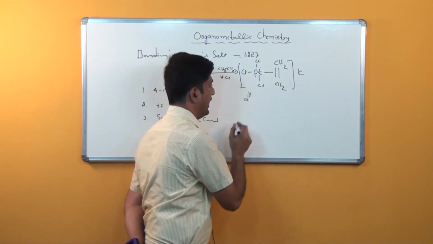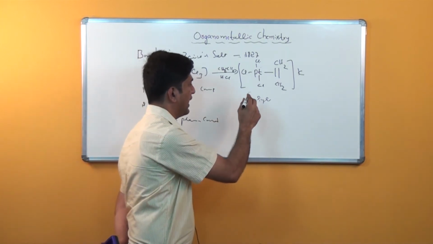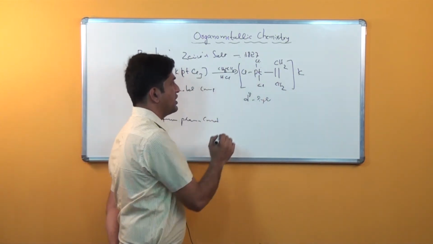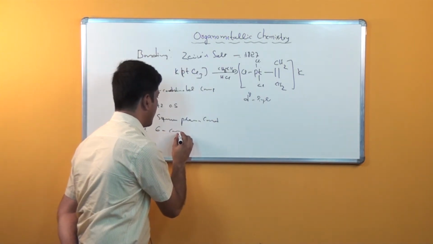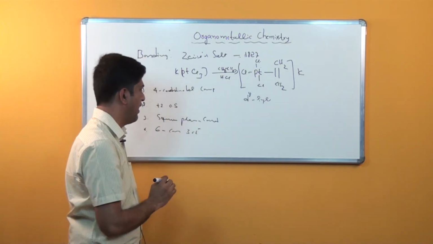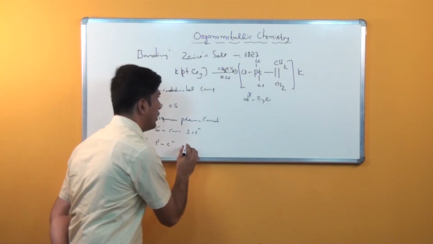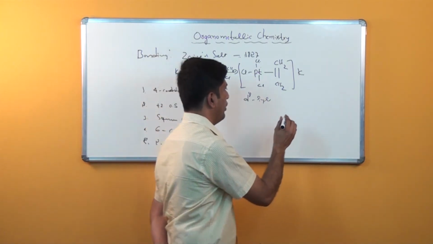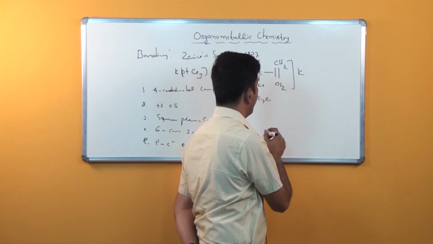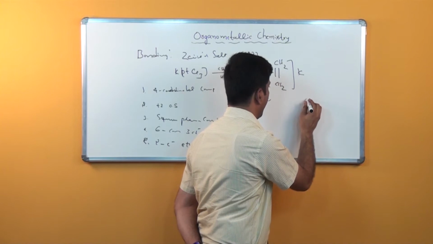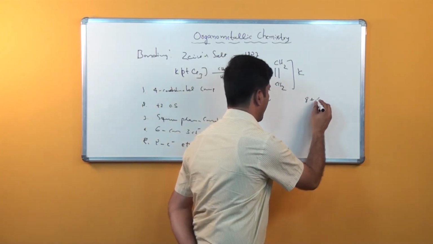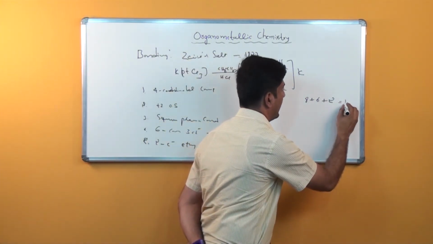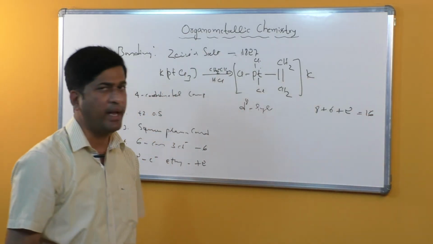Now it's a d8 system. The valence shell of platinum contains 8 electrons, that is, only d electrons. 6 electrons come from the 3 chlorine ligands, and 2 electrons come from the ethylene molecule. So in the valence shell, the total number of electrons is 8 from platinum, 6 from the 3 chloride atoms and 2 from the ethylene ligand. Totally 16 electrons. It obeys the 16 electron rule.